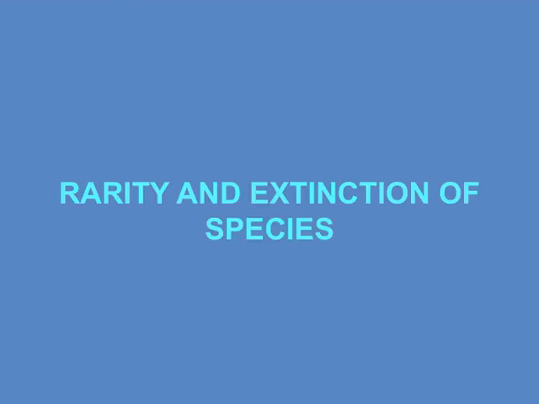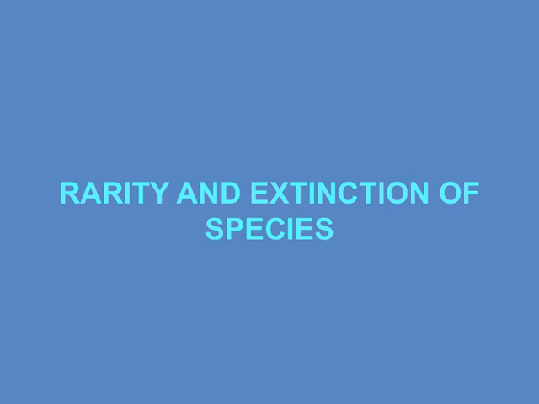Let's talk about the rarity and extinction of species. Throughout Earth's history, many species have become incredibly rare before they eventually went extinct. Rarity can happen for various reasons, like habitat loss, changes in climate, or competition with other species. When a species becomes very rare, it's more vulnerable to threats, and its chances of survival decrease significantly. Extinction is the natural endpoint for many species, but human activities have accelerated this process dramatically.